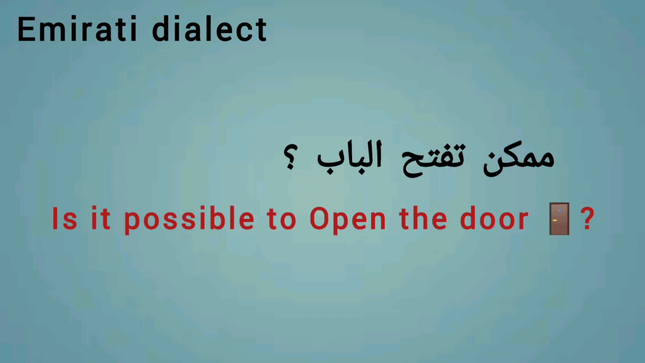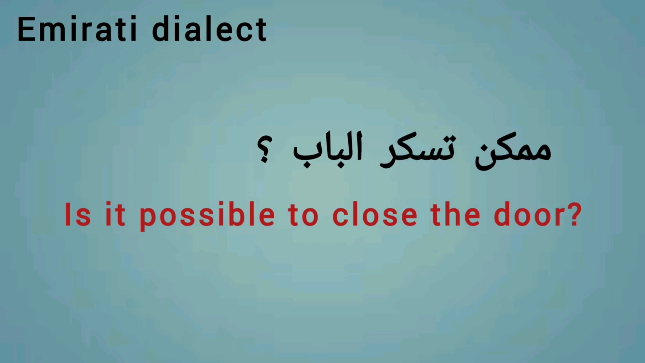And the next one, ممكن تفتح الباب. Is it possible or feasible to open the door? ممكن means possible. تفتح means you open. And الباب means the door. But if you want to say this phrase to a female, you have to say ممكن تفتحين الباب.